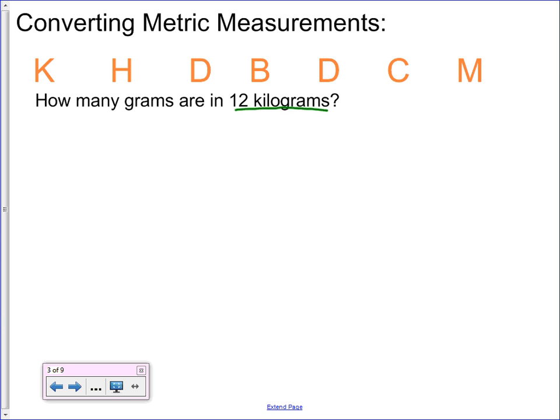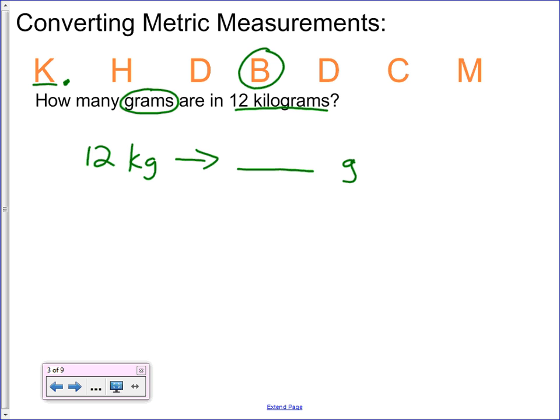Okay, so if I have 12 kilograms, I am going to start right there at kilograms with the K. I'm going to put my decimal behind the letter, and if I put it behind the letter, that's where I have to finish at. So how many grams? I'm just going to circle grams because that's where I'm going to be going. So I have my 12 kilograms going to how many grams?